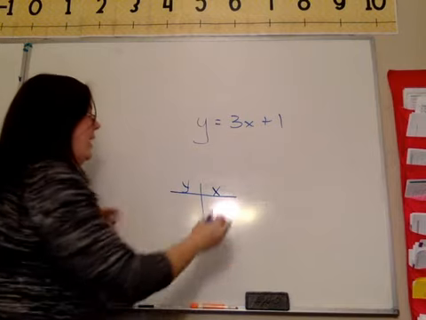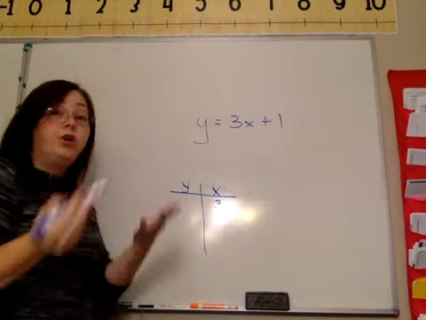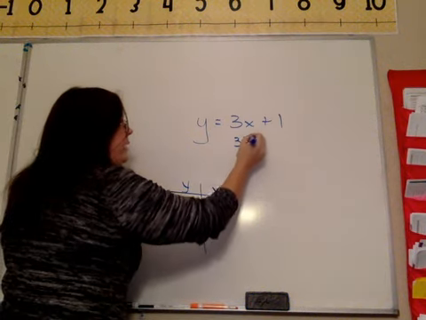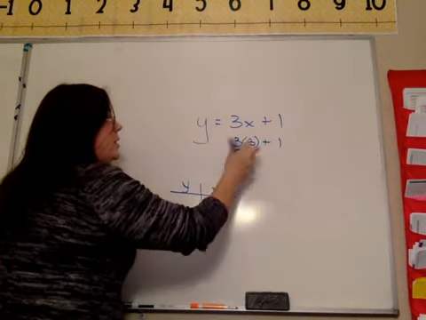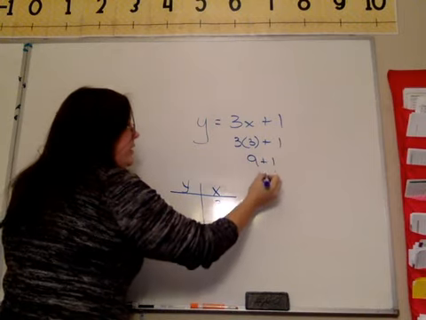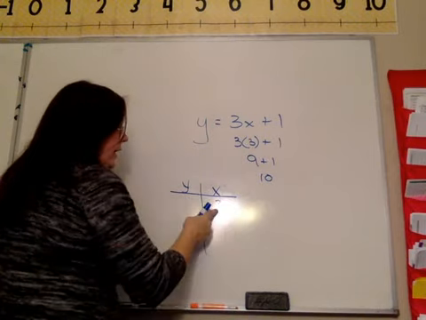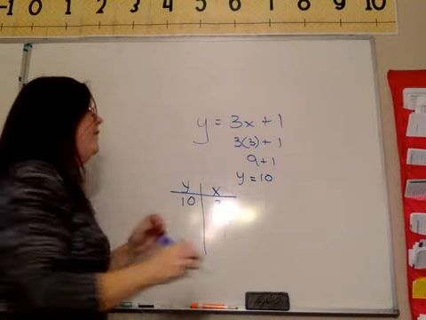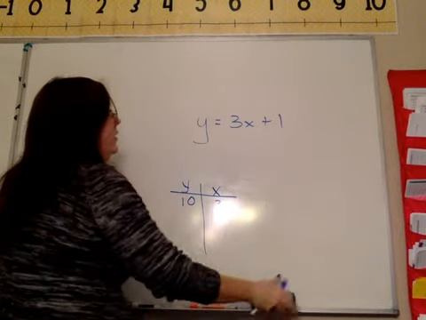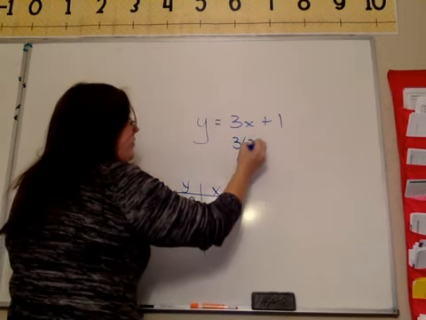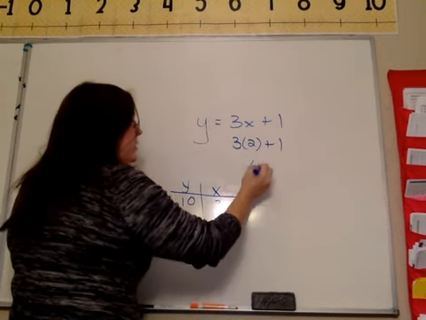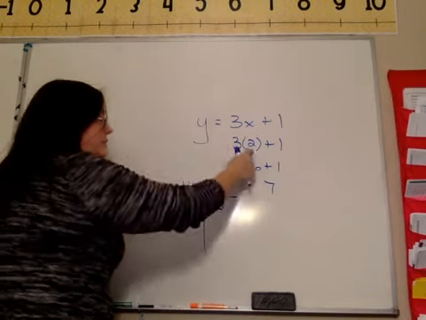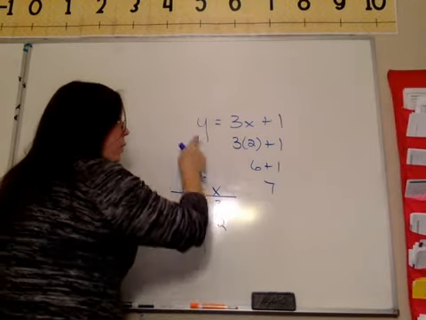If I said x was 3, then you can go and fill in that 3 into this problem. 3 times 3 plus 1, 9 plus 1 is 10. So if x was 3, y must be 10. Okay? If I said x was 2, then you could go 3 times 2 plus 1. 6 plus 1 is 7. So if x is 2, y must be 7.